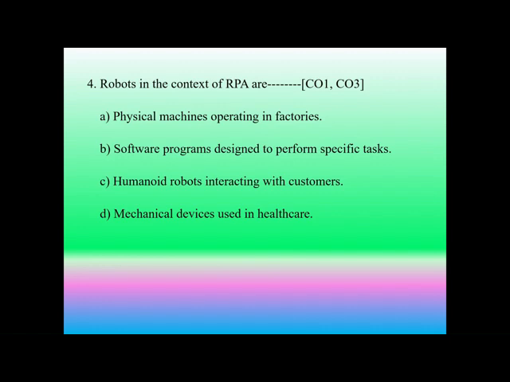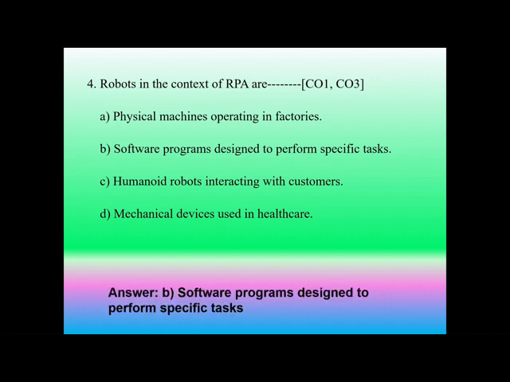The next question is, robots in the context of RPA are physical machines operating in factories, software programs designed to perform specific tasks, humanoid robots interacting with customers, mechanical devices used in healthcare. Once again, you would have found the correct answer, and the correct answer is software programs designed to perform specific tasks.